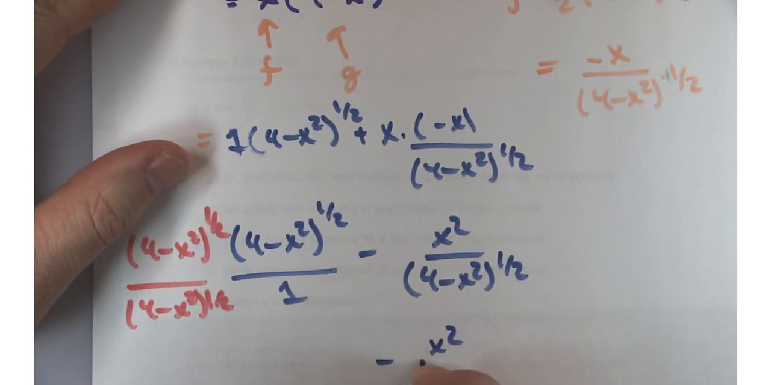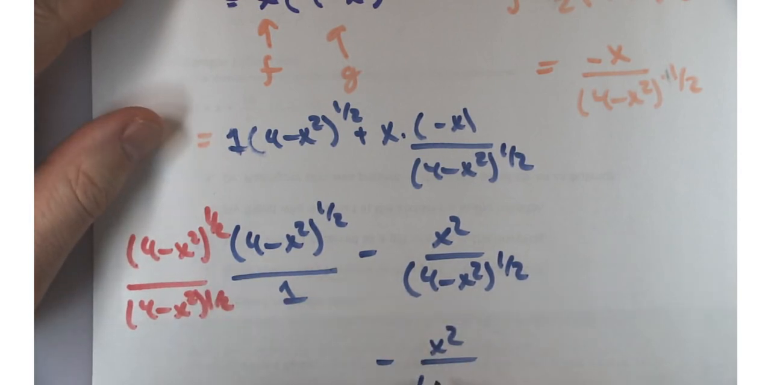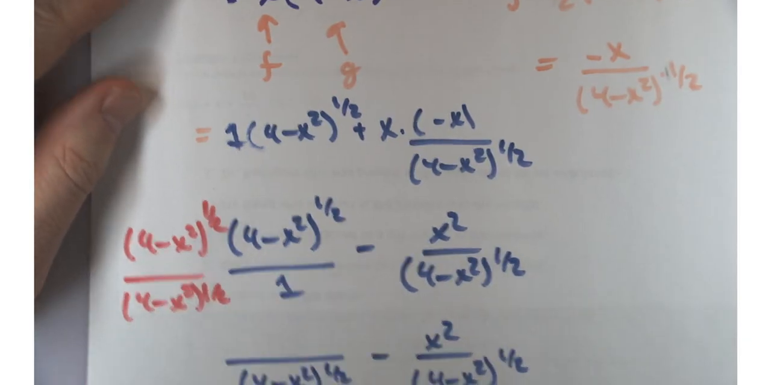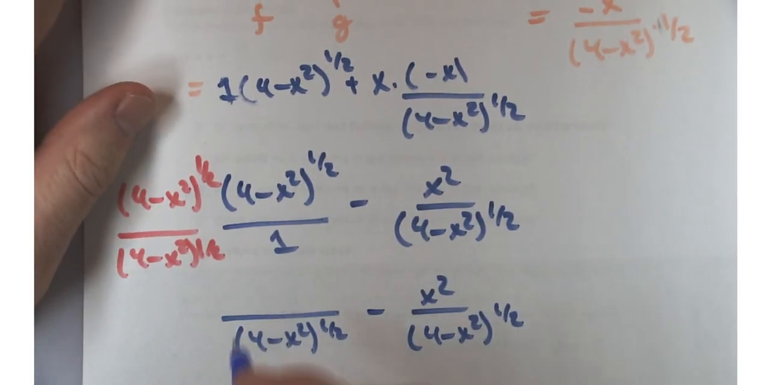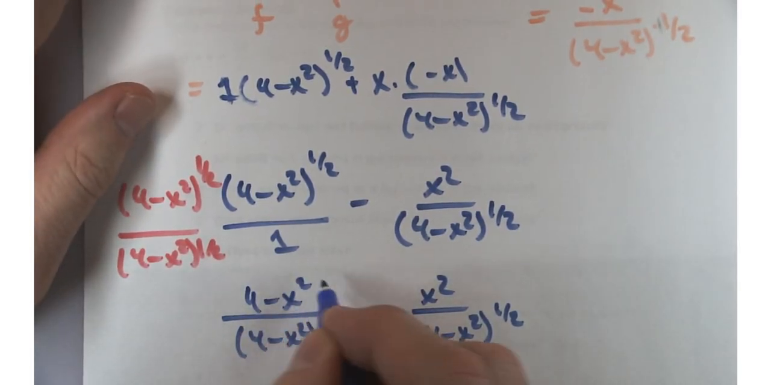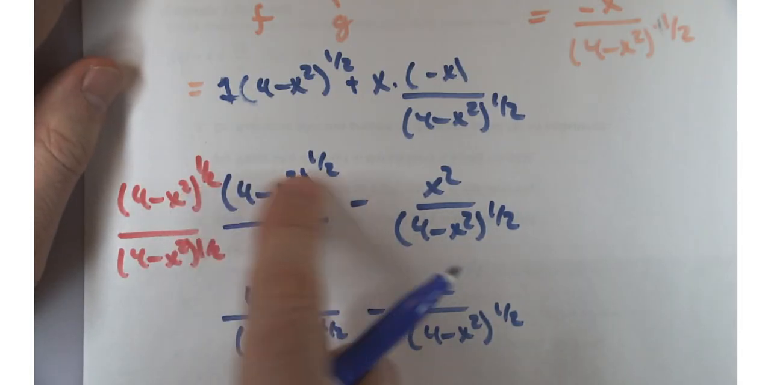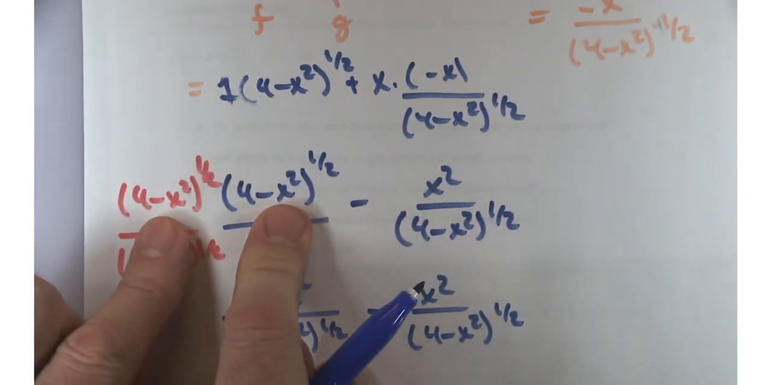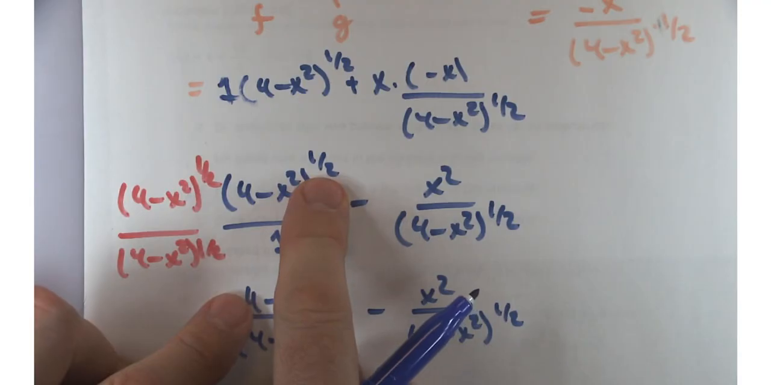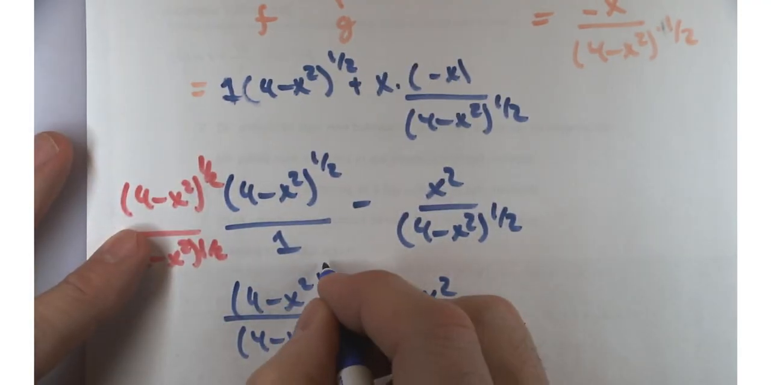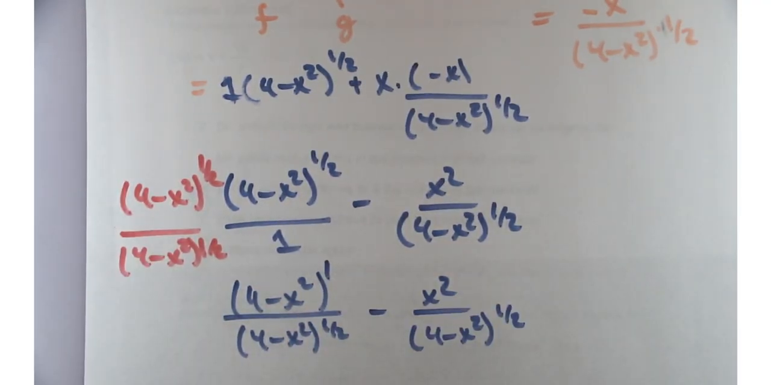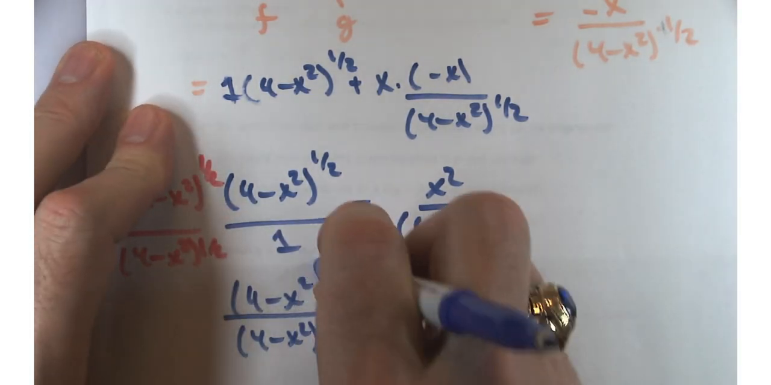What does that give me over here? So the denominator is just going to be my 4 minus x squared to the 1/2. How about the numerator? It's just 4 minus x squared. Yeah, it's 4 minus x squared to the first power, right? Because these have the same base, so you keep the base and then add the exponents. So that's going to be to the first power, which we don't need to write, so we'll get rid of that.